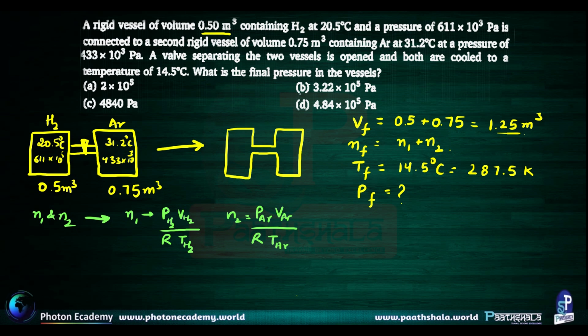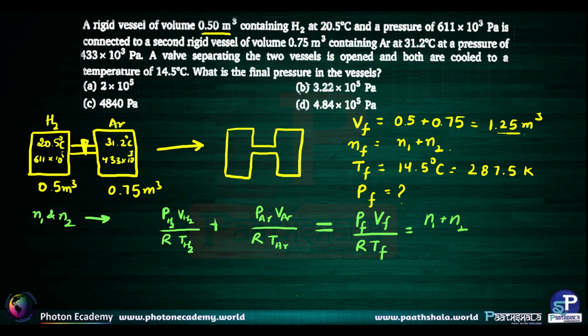When we add both of these in the final equation, we can say that the final pressure into the final volume divided by R into the final temperature is equal to N1 plus N2, which can directly be written from this. So let me write this equation as this plus this, and to simplify things, we replace N1 and N2 with these expressions. This is basically our equation. R gets cancelled out, correct? We need to find P final. So let's just plug in all the values we have.